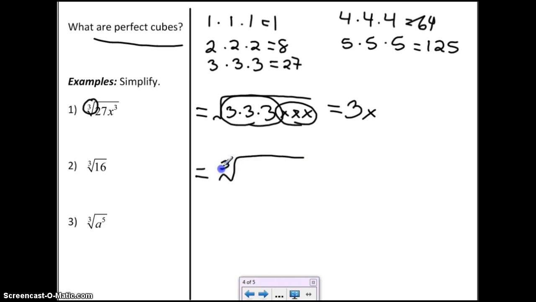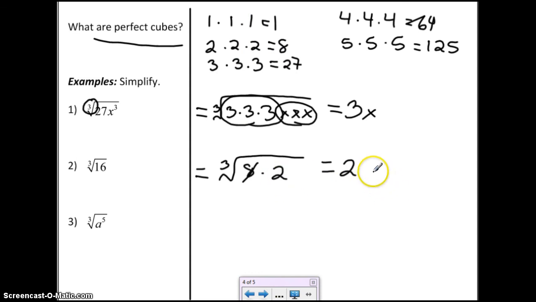Same deal with 16. 16, cube root, excuse me. I make sure I have the 3 here, otherwise it'll look like a square root. 16 comes from 8 times 2. And if you notice, guys, 8 is a perfect cube. So that means the cube root of 8 is 2. That was where it came from, right? 3 2's made 8. So I'm done with that one.